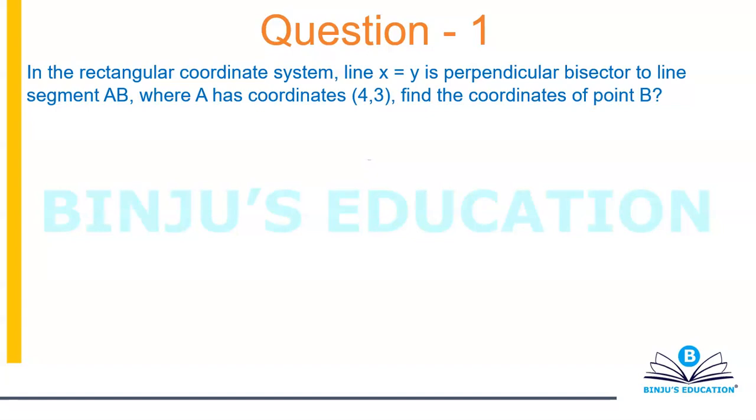Okay, so question 4: in a rectangular coordinate system, the line x is equal to y is a perpendicular bisector of the line segment AB, where A has coordinates 4, 3. Find the coordinates of point B. So very simple. You have this point A.